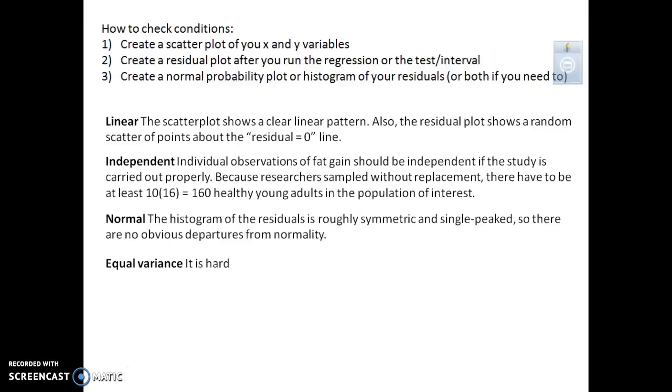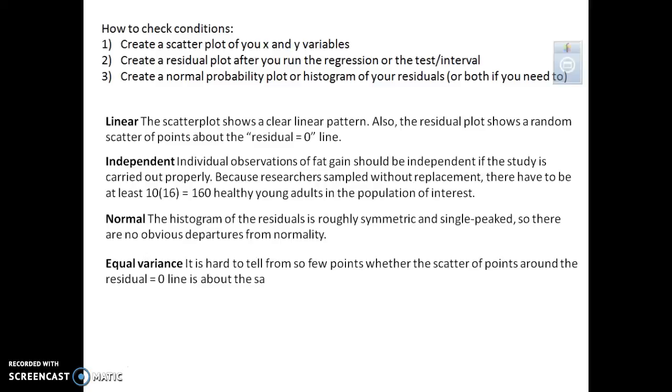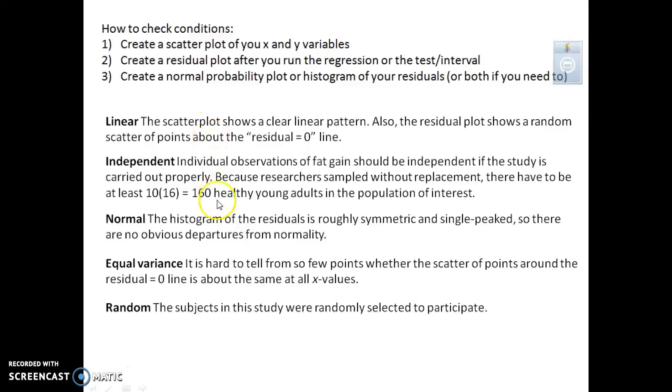Equal variance. It's sort of hard to tell because there were only 16 observations, but it appeared that the scatter of points was pretty much consistent above and below for every x value. Okay, we already kind of talked about that. The last thing is random, and it's stated in the problem that the subjects were selected randomly, so we should be fine with that condition as well.